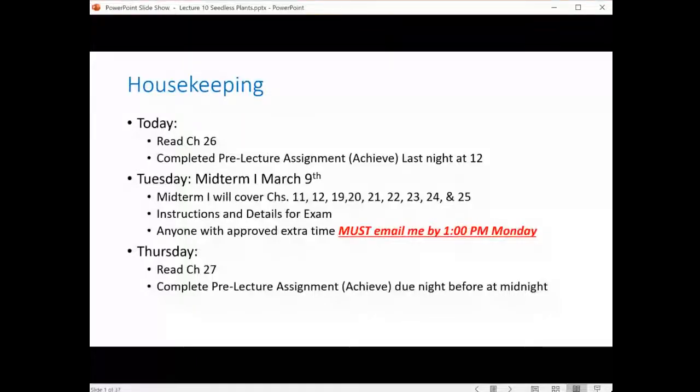For today, you should have read chapter 26. You had your regular Achieve assignment last night, although it seems there was a small hiccup with being able to have multiple attempts to answer a question and having access to the correct answers. Let me see if I can undo whatever setting I set and make that accessible so that you can use it in your exam prep.